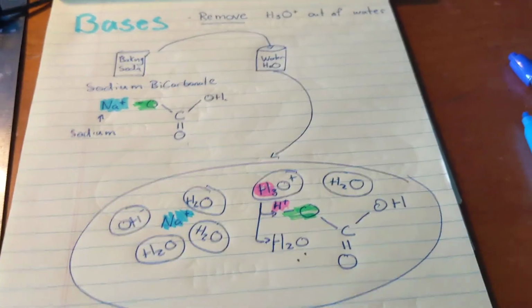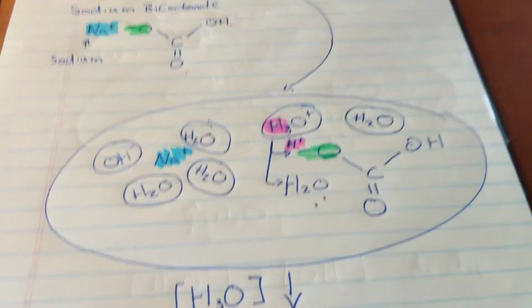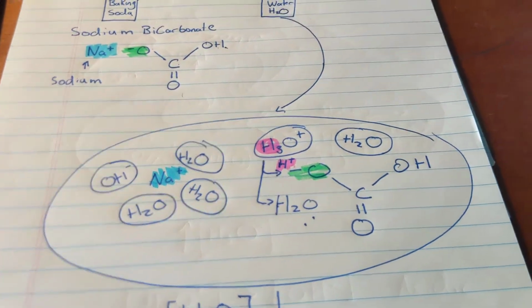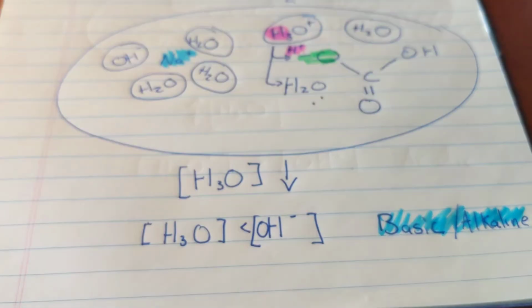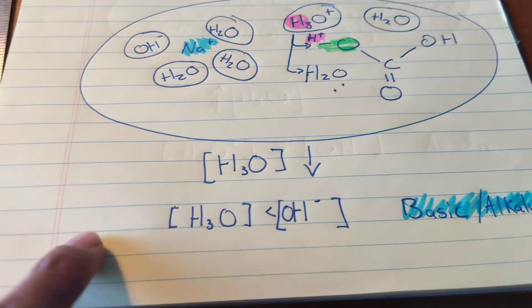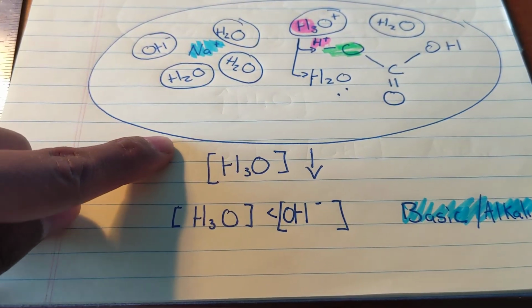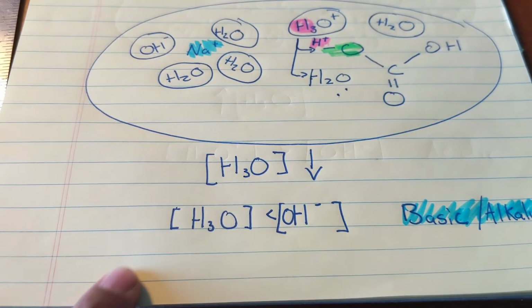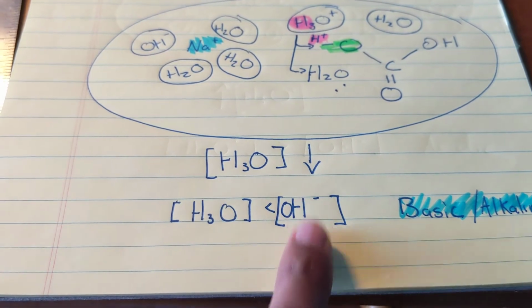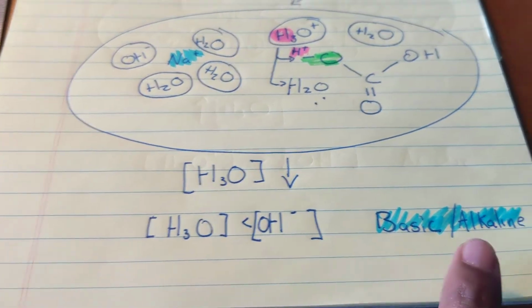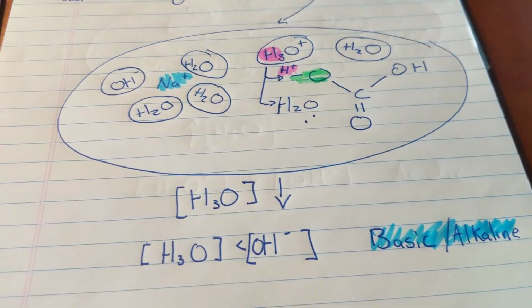So acids add hydronium ions to solutions. Bases help take away or remove hydronium ions in solution. So when you add a base, you're going to see the concentration of hydronium ions go down, so that the number of hydroxide ions is actually greater now, making this a base.